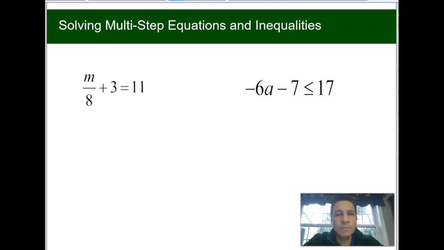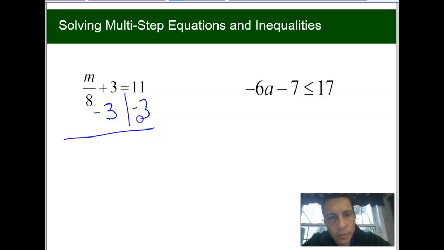I have m over 8 plus 3 equals 11. The first thing I want to do is zero out that constant. That constant, I'm adding 3 to m over 8. So to zero it out, I am going to subtract 3. But what I do to one side, I want to do the same thing to the other side of the equal sign. I have m divided by 8 equals 8 now.